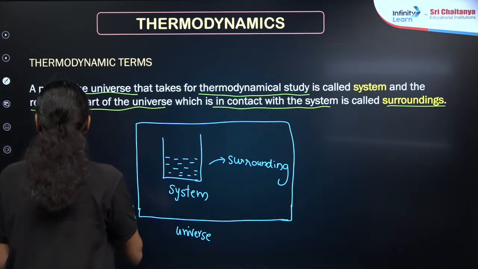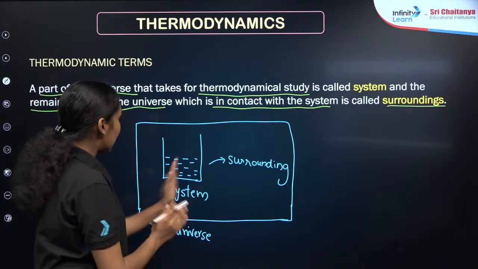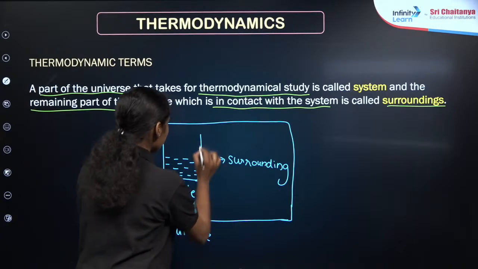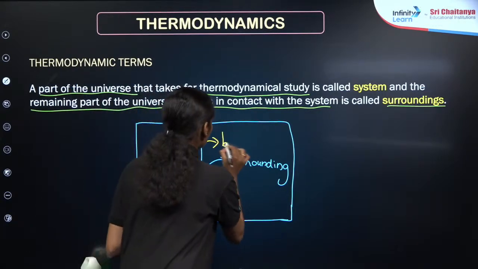Then, as you can see here, this is a beaker, right? This is a beaker. So, I can say that there is a real or imaginary boundary in between system and the surrounding. Let us say, in this case, beaker will be the boundary, right? Beaker will be the boundary.